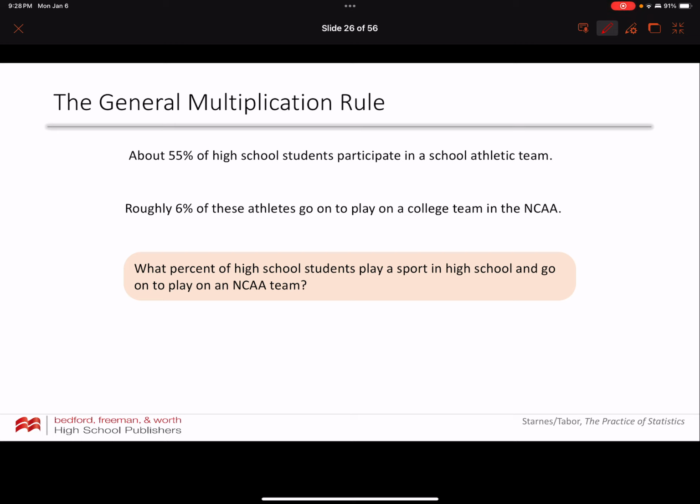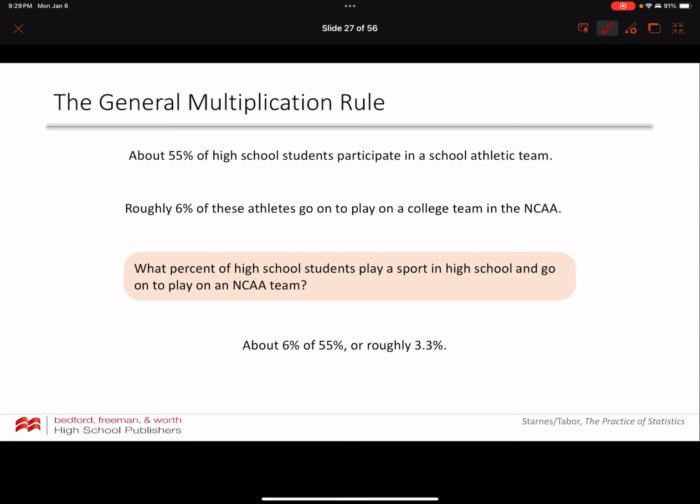You'd probably say, oh, I want to figure out what's 6% of 55%, right? So 6% of 55, I can multiply 0.06 times 0.55, and I get 3.3%. So about 3.3% of all high school students would play the sport in high school and then go on to play in college. That's just kind of intuitive. We've known how to do that for a long time.